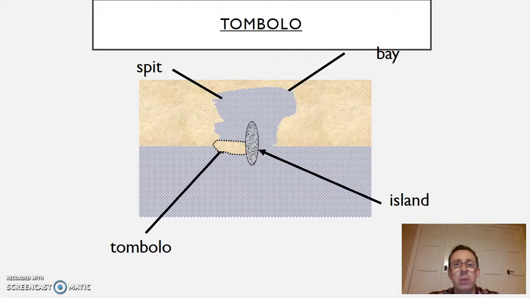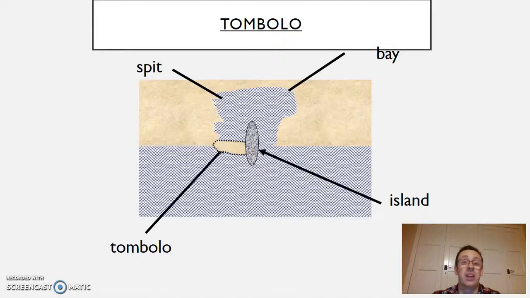So tombolos and bars are both sand spits, but they're sand spits in particular contexts. A bar is a sand spit that is entirely crossed over the front of a bay, and a tombolo is a sand spit that has crossed a bay and it's met up with an island that is in that bay.